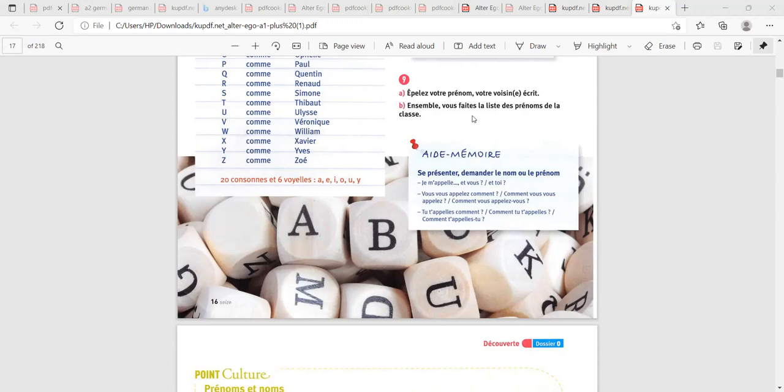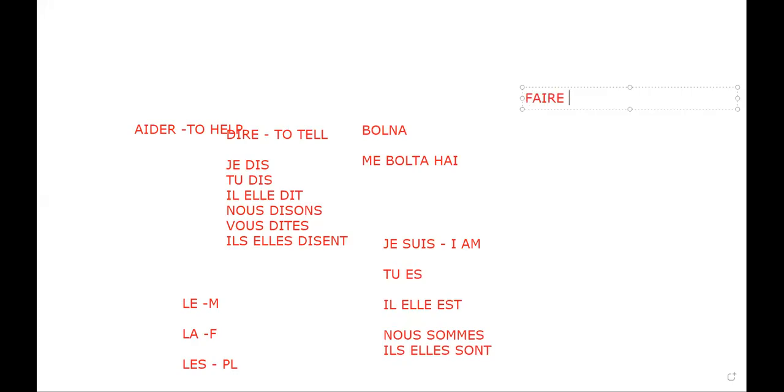Yes, sir. Ensemble. Vous faites la liste des prénoms. What is vous faites? Let me explain to you. My team, we have done the verb faire. Faire is my verb to do. Say Claire. Participate, please, because language learning is all about your participation in speaking. So repeat after me. Different conjugations we have to understand by heart. C'est clair. Je fais is I do. Répétez après moi. Je fais.